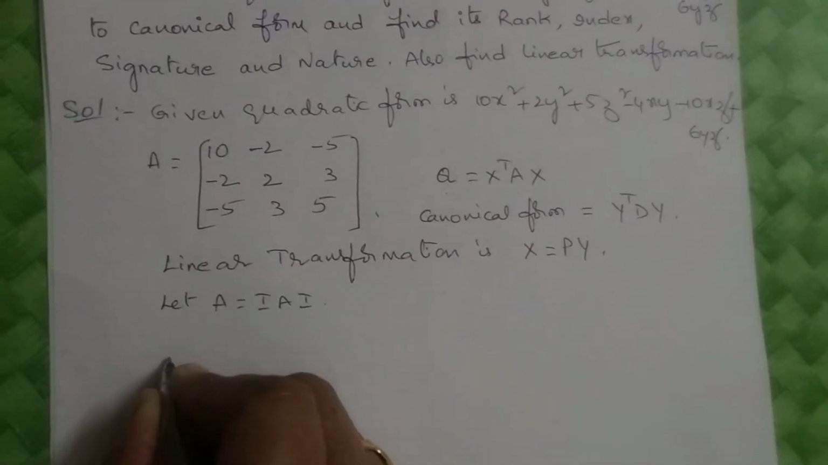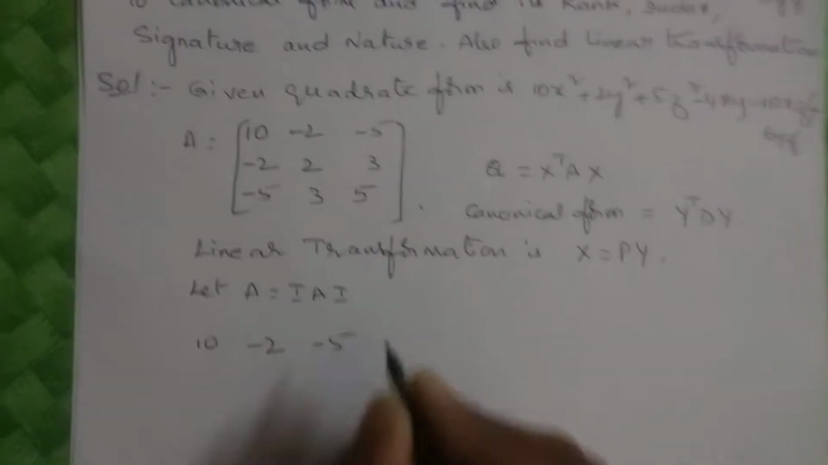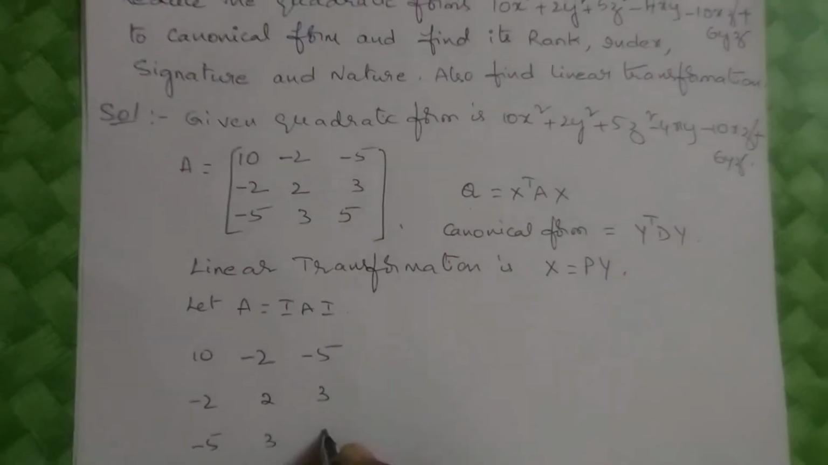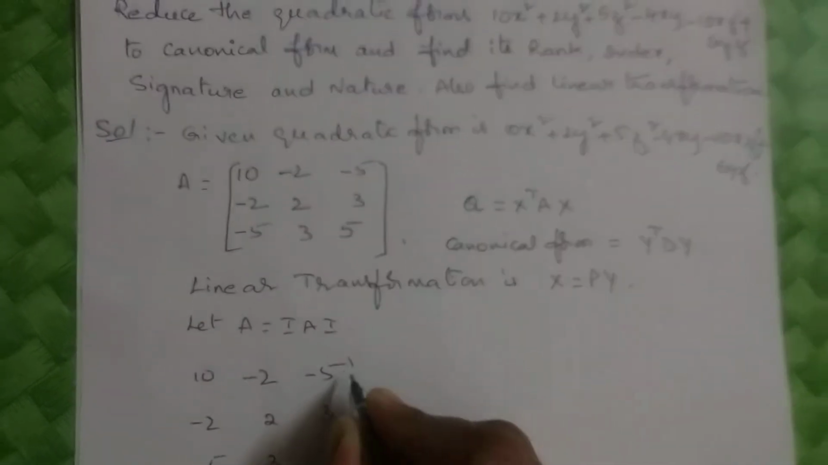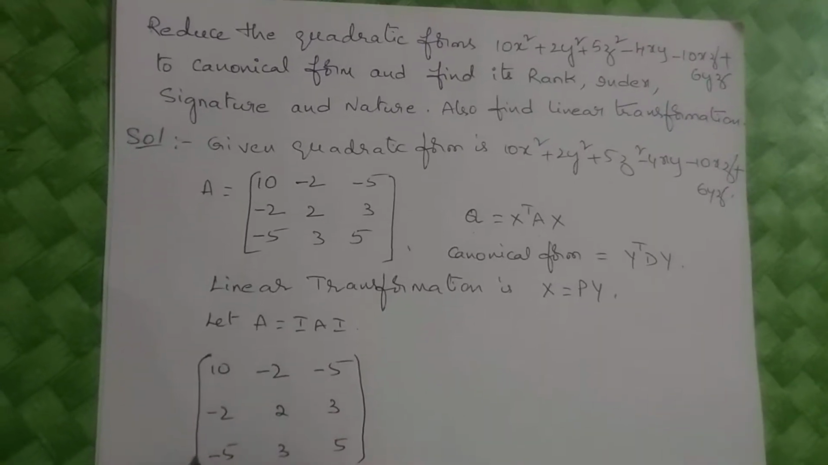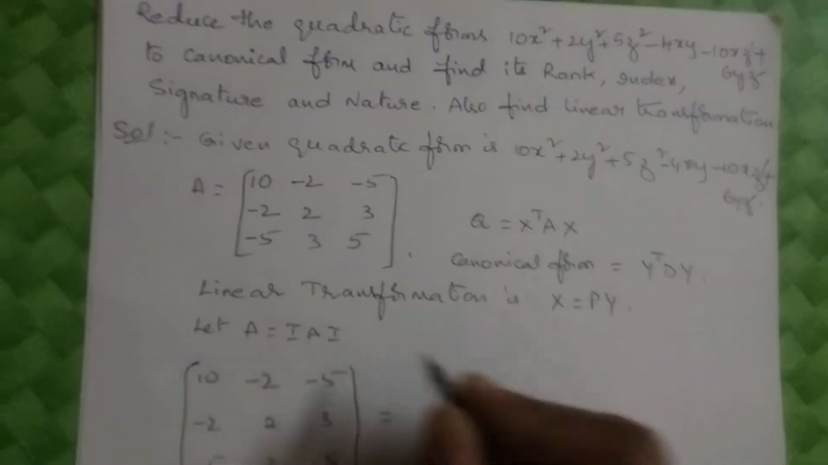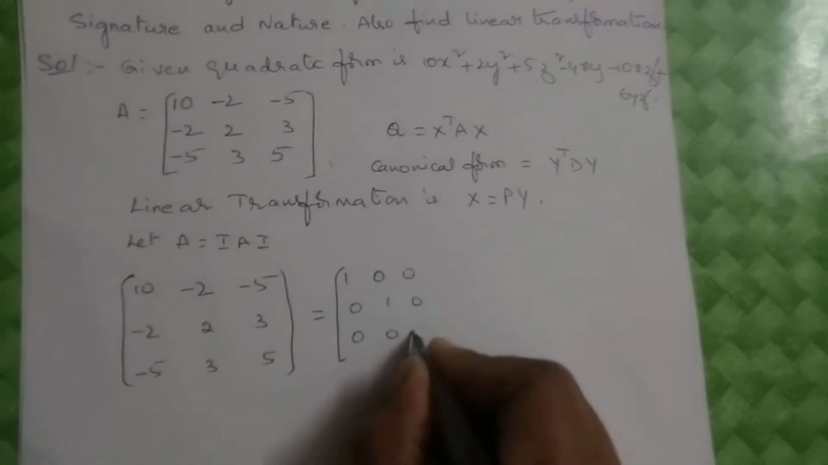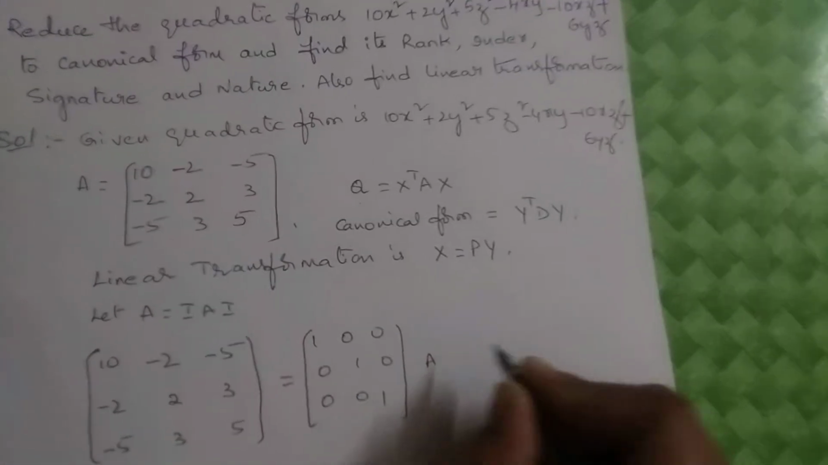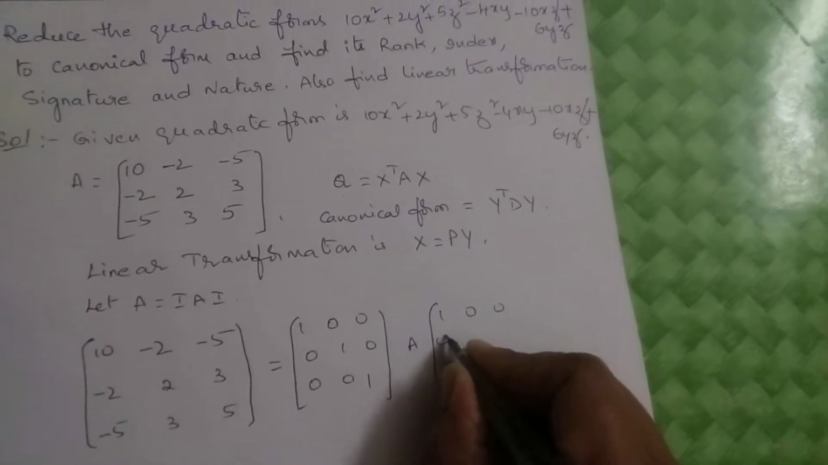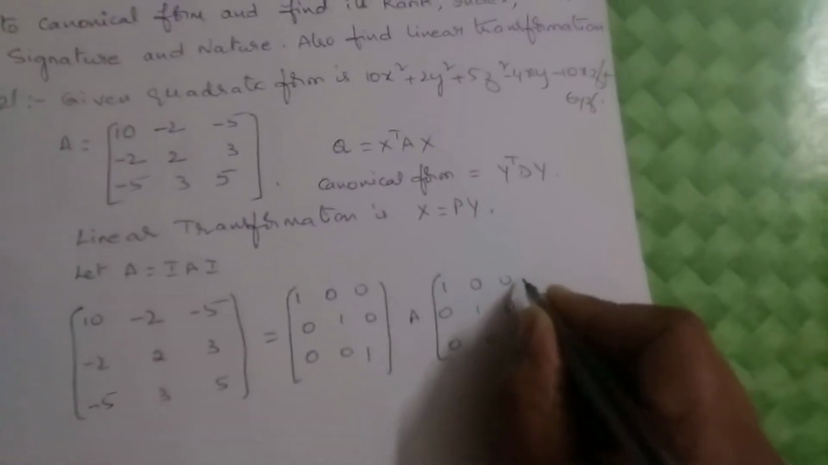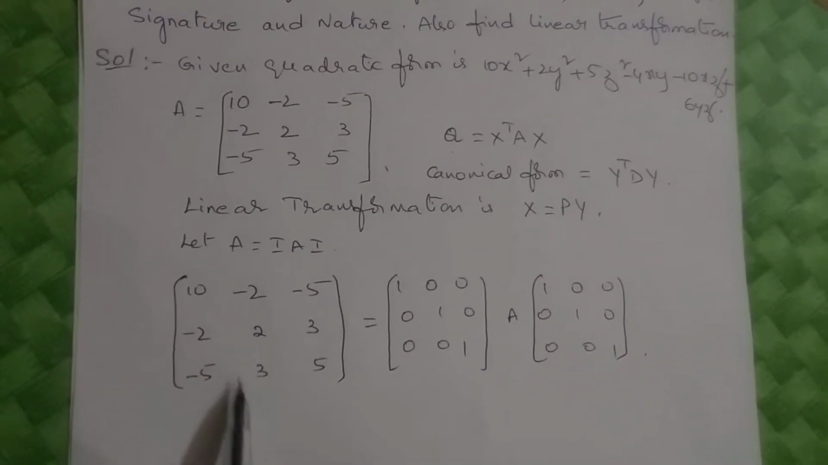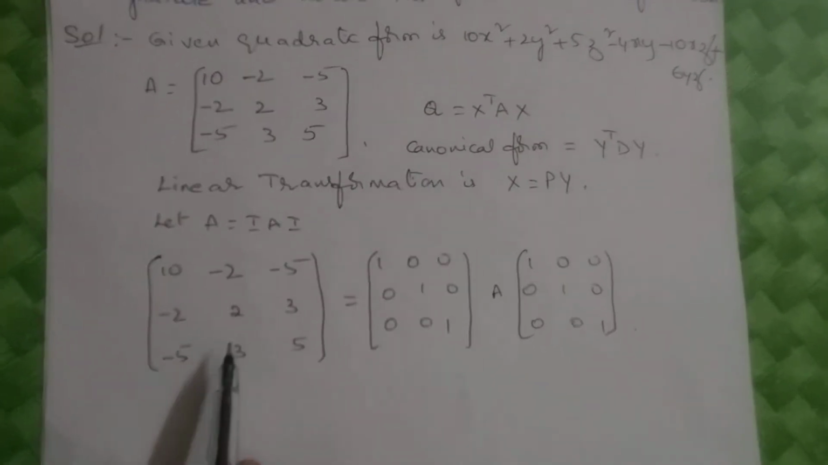Now what is A here? 10, minus 2, minus 5; minus 2, 2, 3; minus 5, 3, 5. This is the A matrix, and this is equal to I into A into I. What is I here? 1 0 0, 0 1 0, 0 0 1. This is I, then A, then again 1 0 0, 0 1 0, 0 0 1. Now what we have to do is reduce this A matrix to the diagonal matrix D.